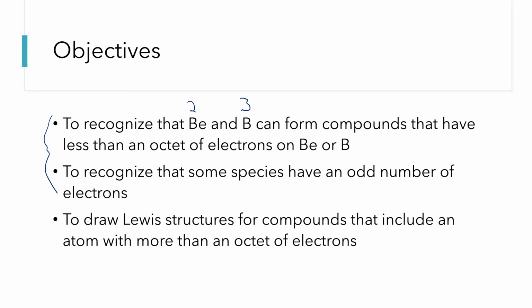And then there also are some species called radicals that will have an odd number of electrons, so there's no way that they can have an octet. They'll usually end up with something like 7 electrons. And then last but not least, there are going to be compounds whose central atom has more than an octet, sometimes 10 electrons, sometimes 12. So there will be some times where the best way to draw a structure is violating the octet rule.